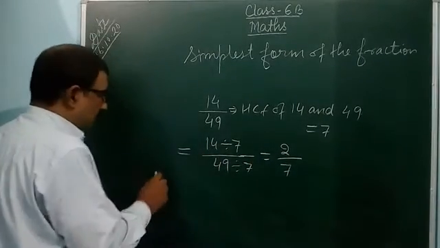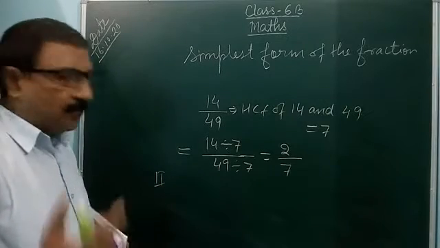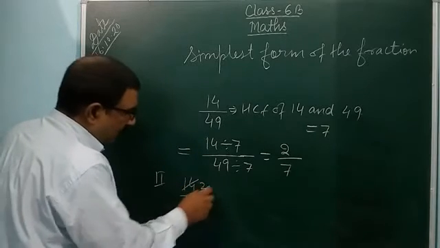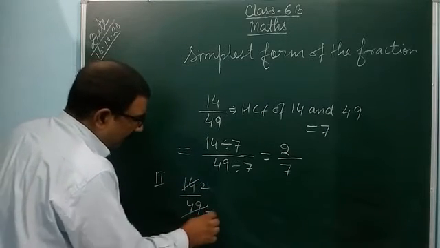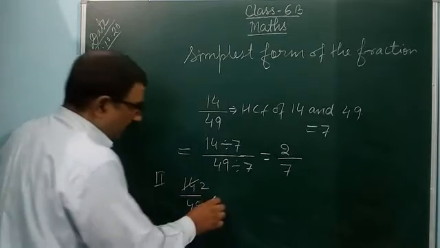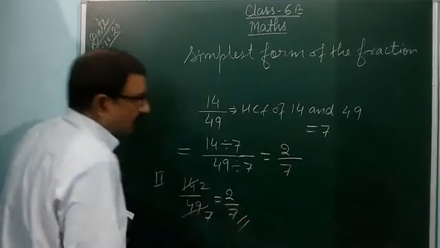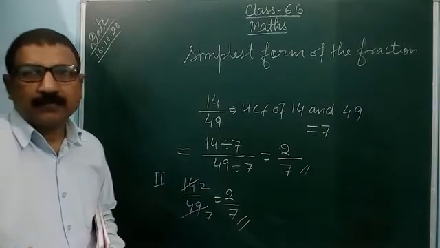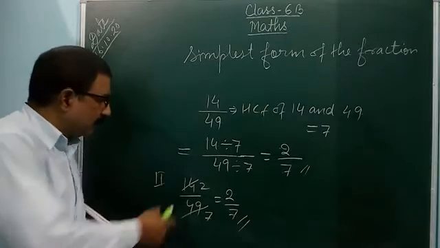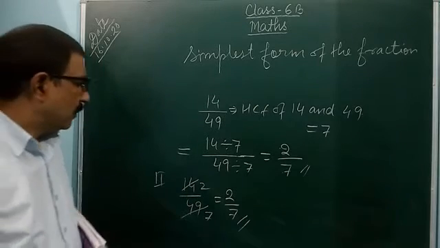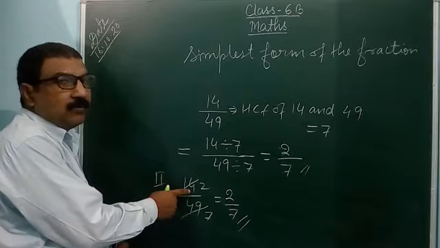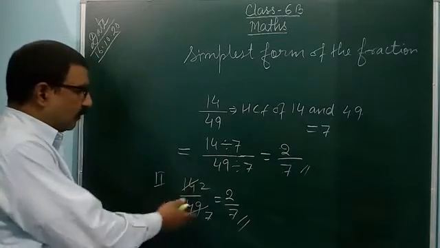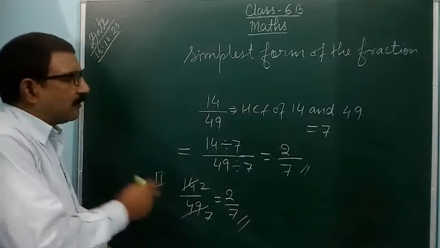By the second method, cancelling or removing the common factors, like that also you can do 14 by 49, 7 twos are 14 and 7 sevens are 49. So 2 by 7 is the answer. In the same way, 2 by 7 by HCF, and also by cancelling the common factors. By 7, 14 can be divided, and by 7, 49 can be divided. So you can use 7 and cancel, and you can do it by either method.